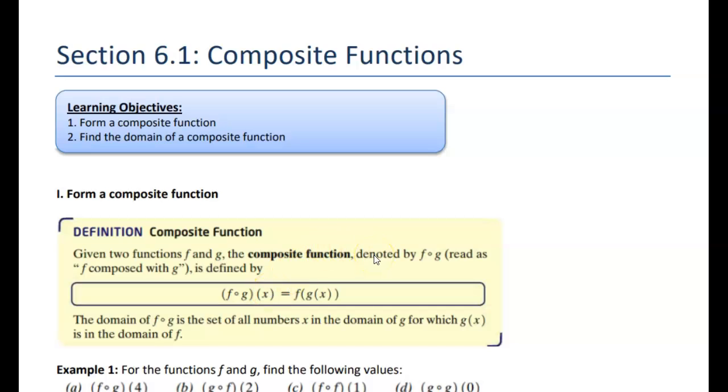Hello everyone. Welcome to section 6.1. This is the start of chapter 6, which is all about exponential and logarithmic functions. We're going to start with this first section on composite functions because they're important when we talk about exponentials, but they're also a more general operation that applies to other kinds of functions. This will lead us into specifically talking about exponentials and logs.